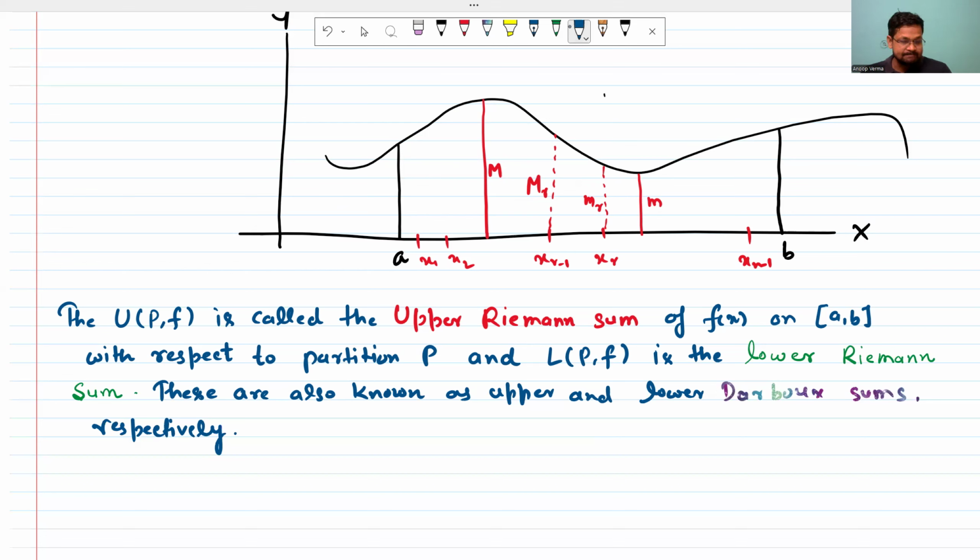Okay, if we vary the partition, we will get a different set of values for upper Riemann sums and lower Riemann sums. The upper Riemann sums are bounded below, and lower Riemann sums are bounded above. So one thing is very important, क्योंकि हमारे पास जो सम आएगा, because function is bounded, so we get some finite value, and added some finite values we will get some again finite value.